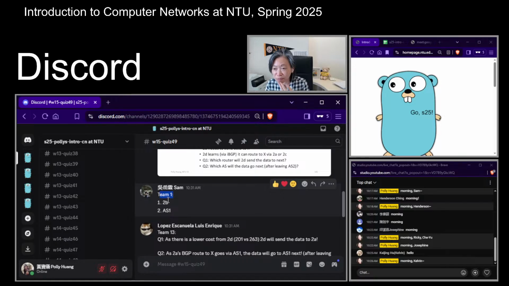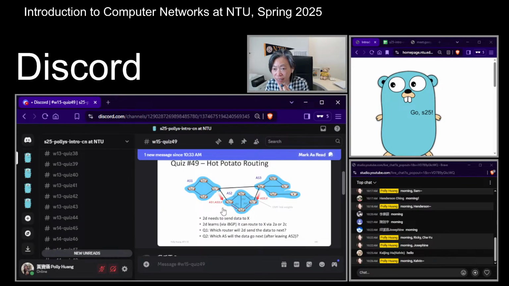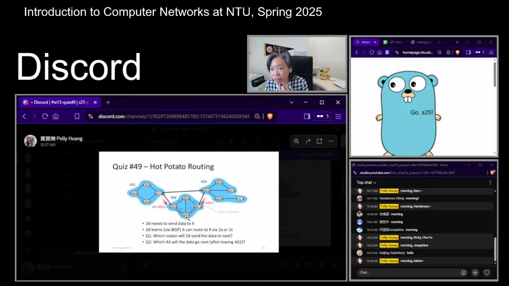Team 1, 2B and AS1. Let's see. So which one is on the shorter path, 2A or 2C? If we are going for the shortest path routing, what is the shortest path from 2D to 2A? We have one path direct, that is 201. We have another path going 2D, 2B, and 2A. This is 179. So this one seems shorter, right?